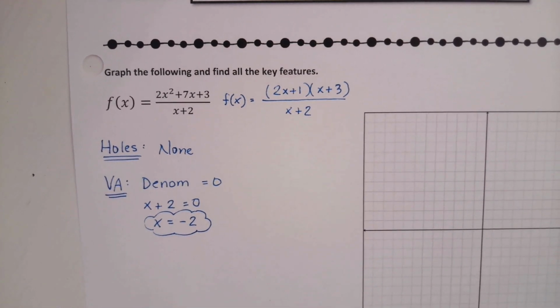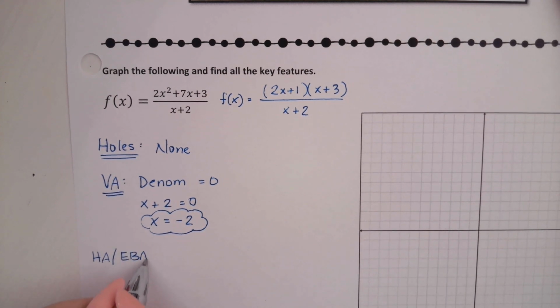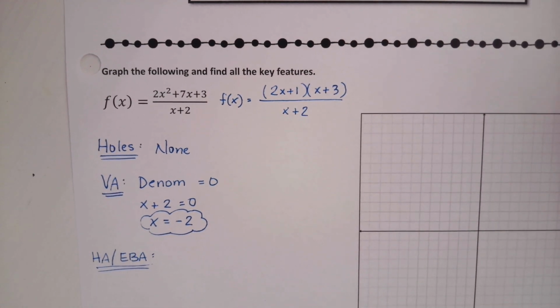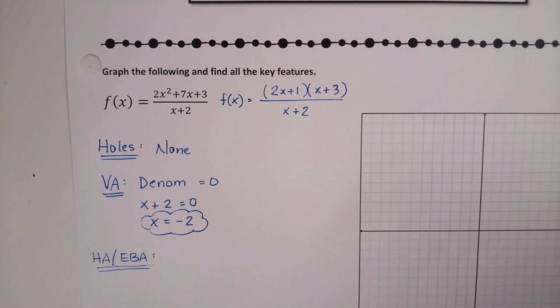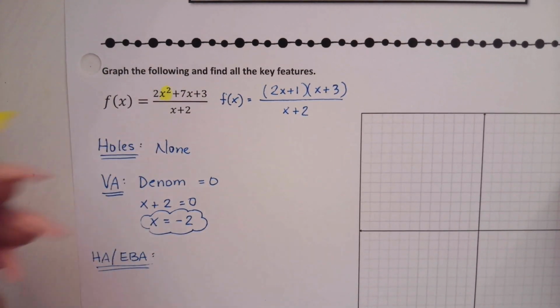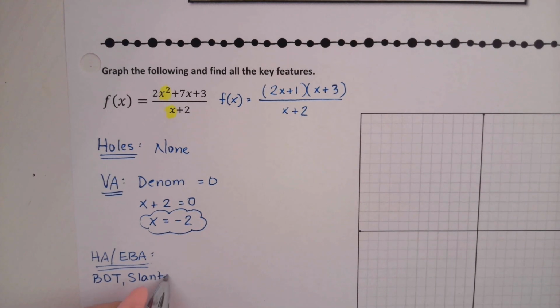Okay, for my horizontal asymptote, remember it might not necessarily be horizontal, so I'm going to say HA/EBA, end behavior, because it might not be a horizontal one. And this is where we need to look at the degree. What is the degree of the numerator? 2. What's the degree of the denominator? 1. So is the degree bigger on the bottom, bigger on the top, or are they the same? Bigger on top. Bigger on top means slanted asymptote.